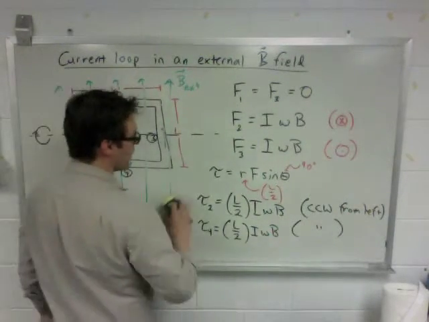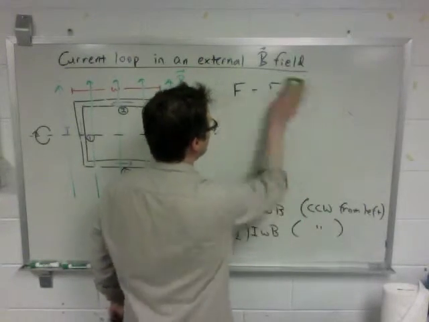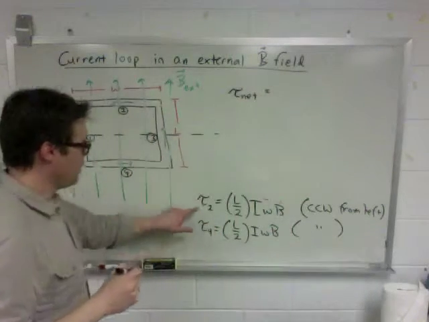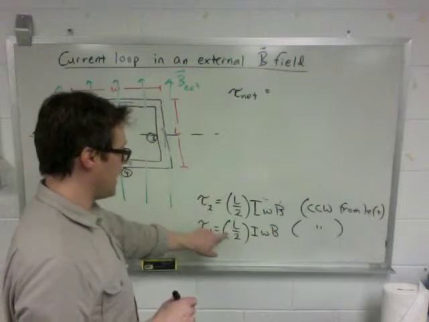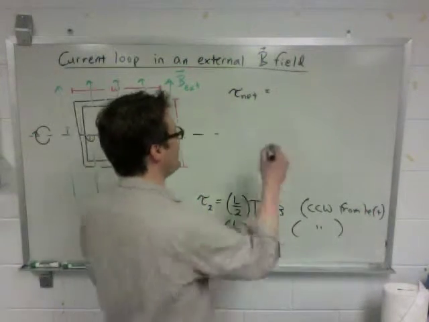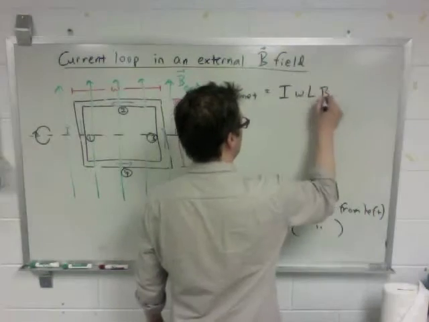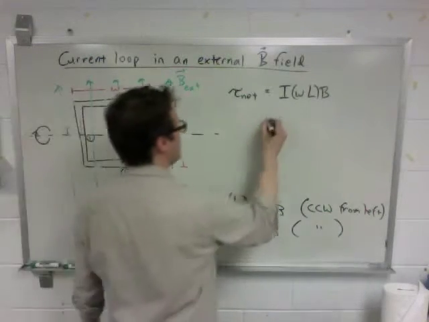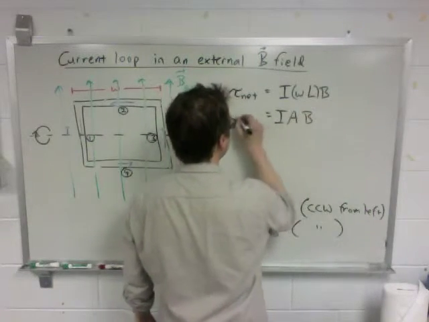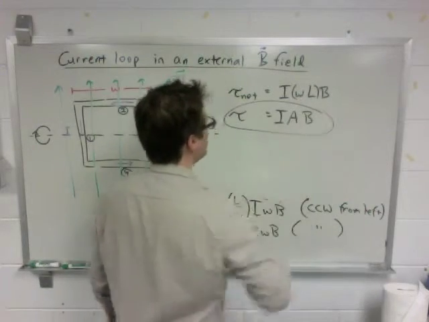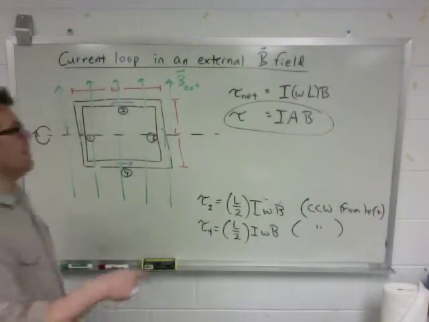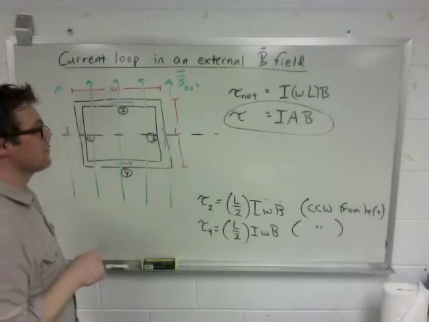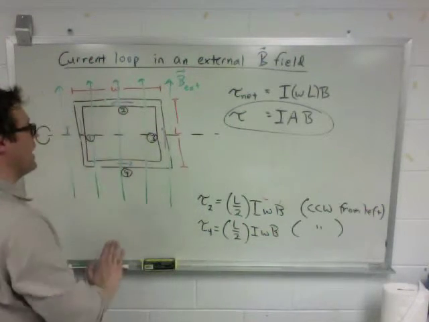And so what is the net torque? Well, the net torque on this loop, which is the vector sum of all of the other torques, is just going to be L over 2 plus L over 2, which is just L times IWB. So IWLB. If I put W times L in parentheses, you'll notice that W times L is just the area of the loop. So another way to write this is I times A times B. That's a useful expression for the torque felt by a loop that's free to rotate about an axis that passes through its center, sitting in the same plane as an external magnetic field.